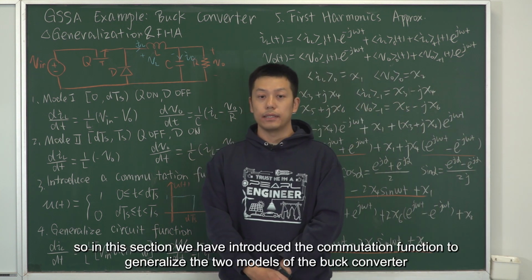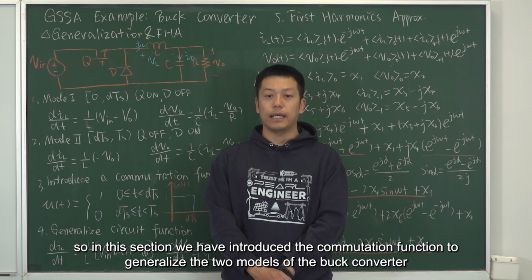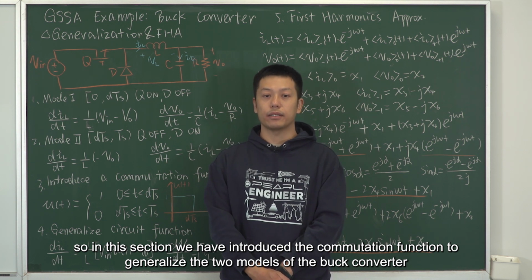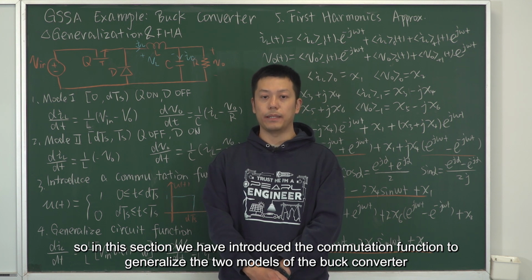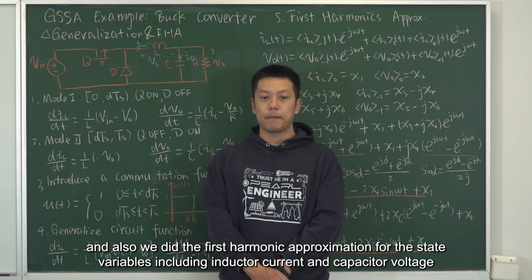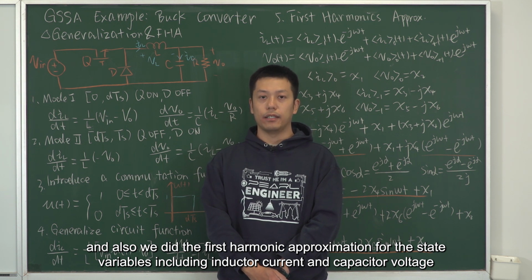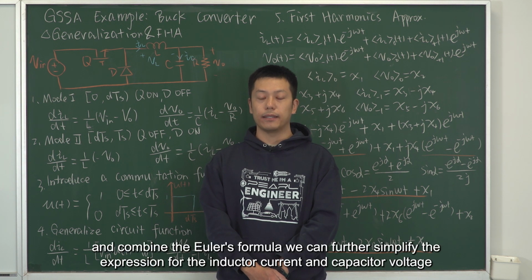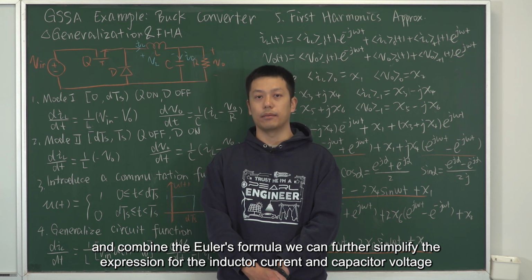Okay, so in this section, we have introduced the commutation function to generalize the two models of the buck converter. And also we did the first harmonic approximation for the state variables, including inductor current and the capacitor voltage. And combining Euler's formula, we can further simplify the expressions for the inductor current and the capacitor voltage.